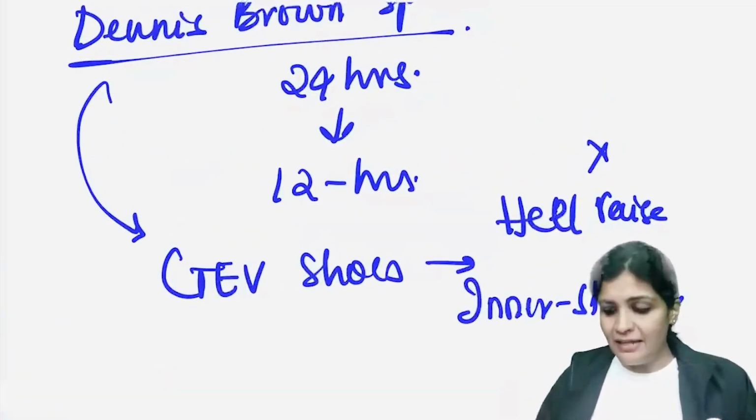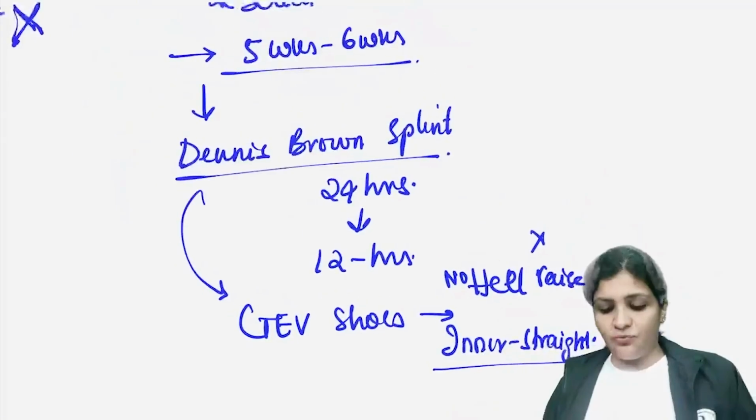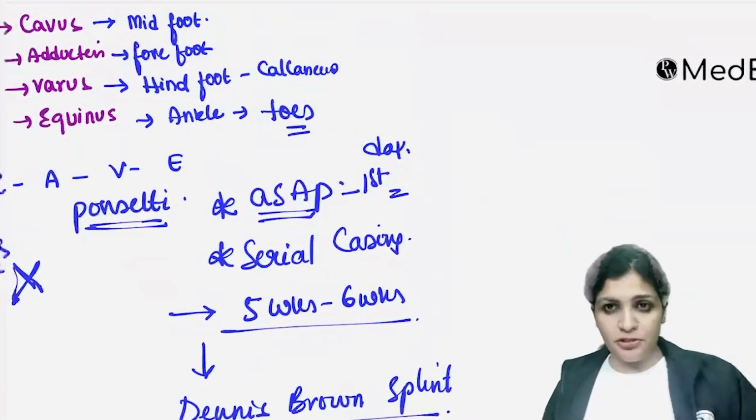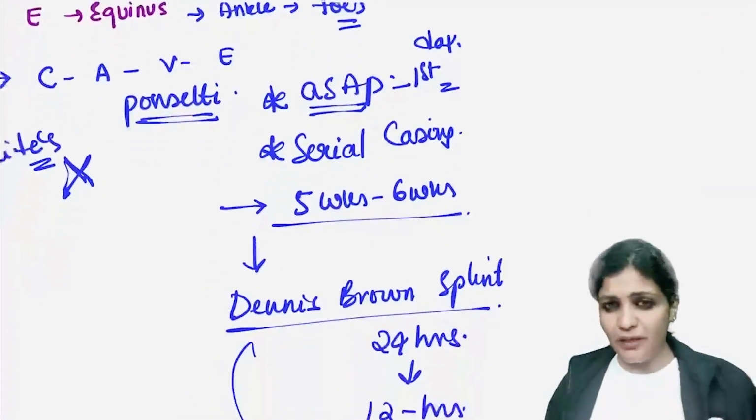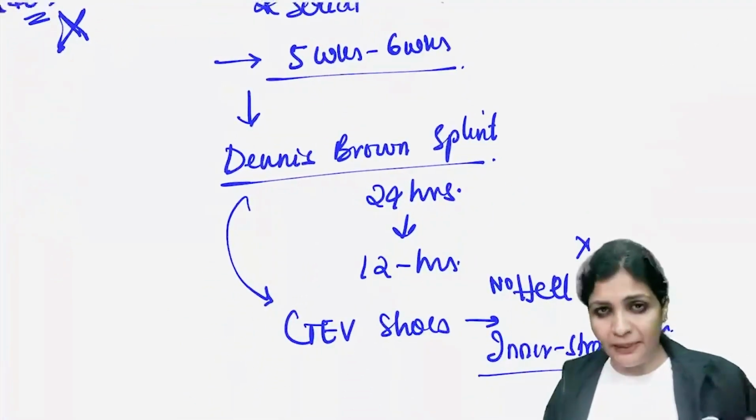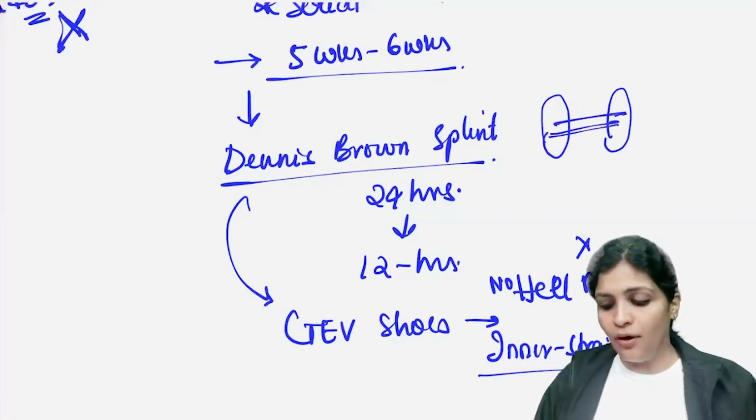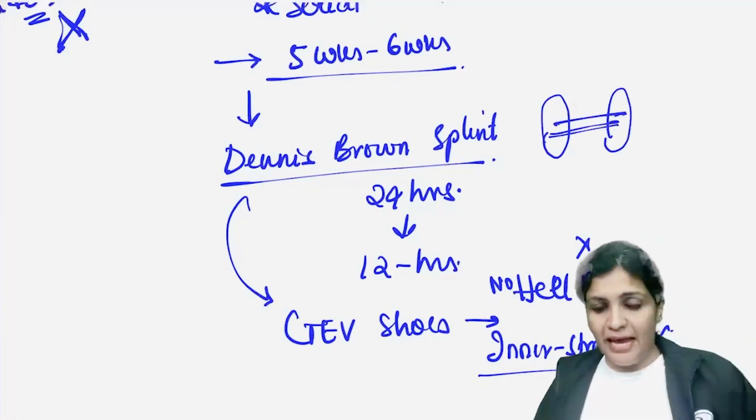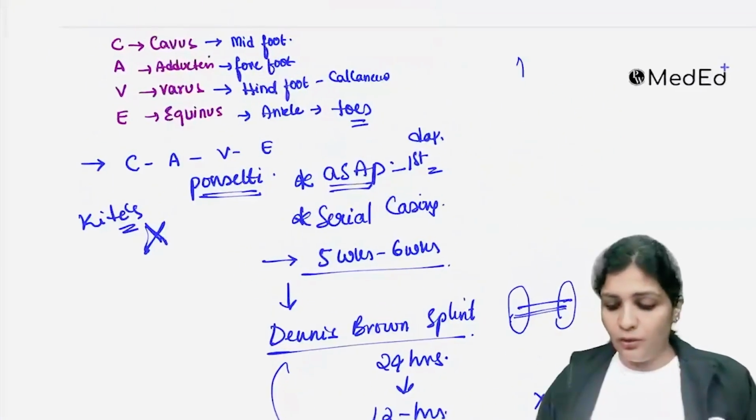So there is no heel rise, and the inner border should be straight. First, casing as soon as possible, immediately, with no delay, and then it will take some 6 weeks. Then you put them in the Dennis Brown splint, which is like two shoes connected by a rod. And then when they start walking, you give them CTEV shoes. This is for a newborn.